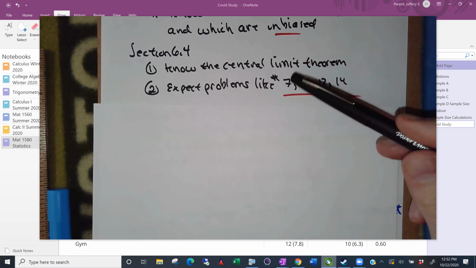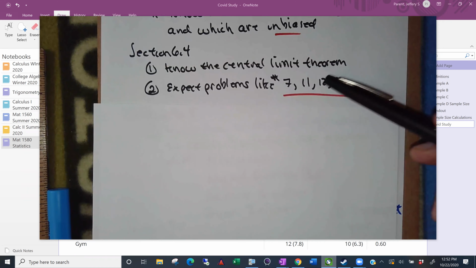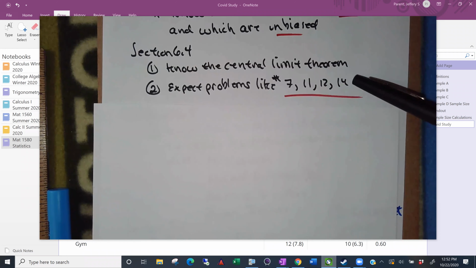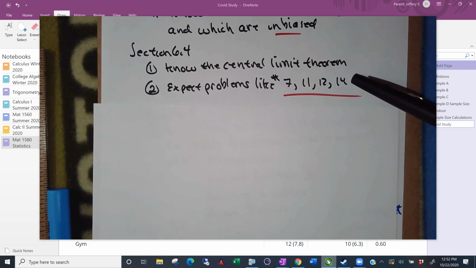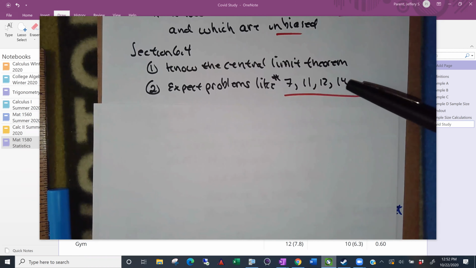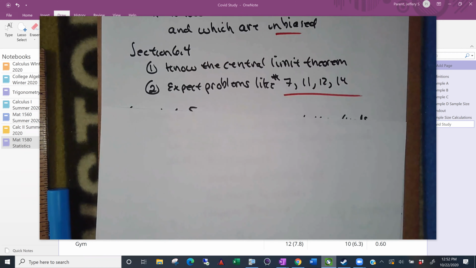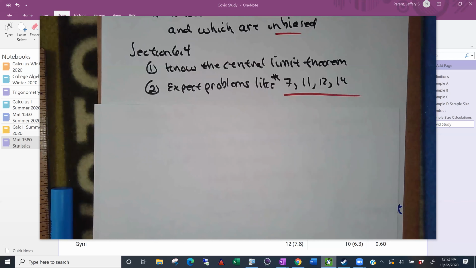Now, when I say problems like 7, 11, and 12, this isn't from your homework on MyMathLab. But if you open up the e-text, you can turn to page 276 or something like that, at the end of section 6.4, and look at the problems in the book. And these are the kinds of problems you should expect.